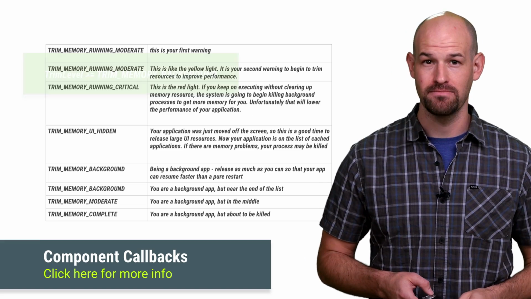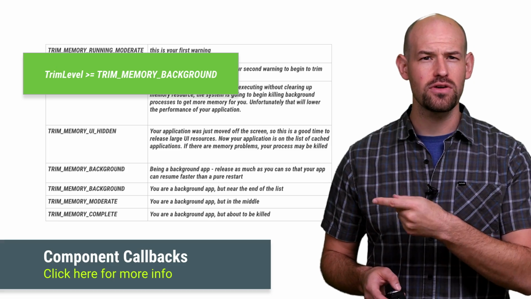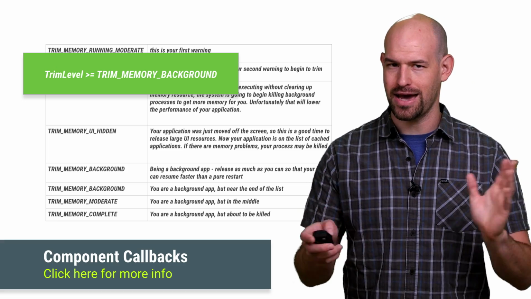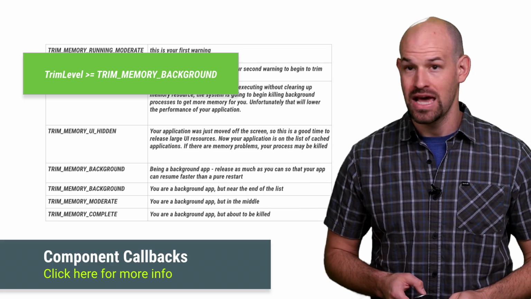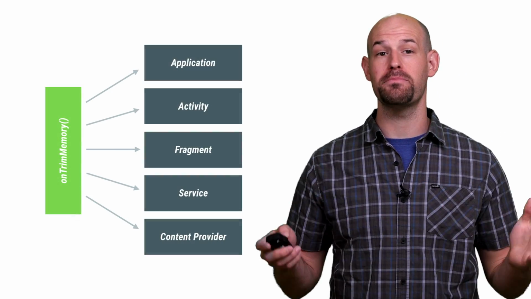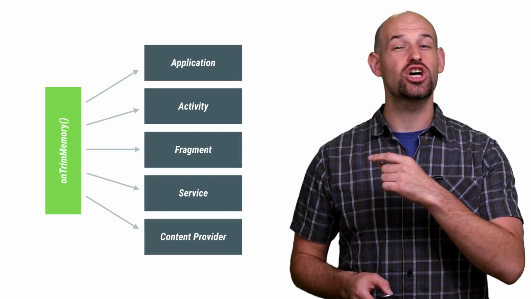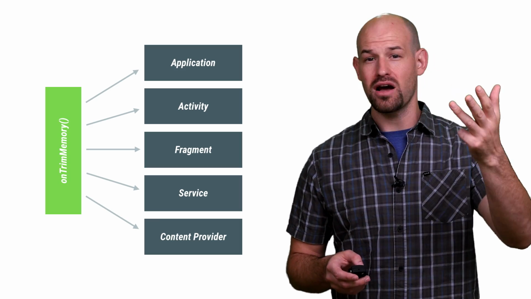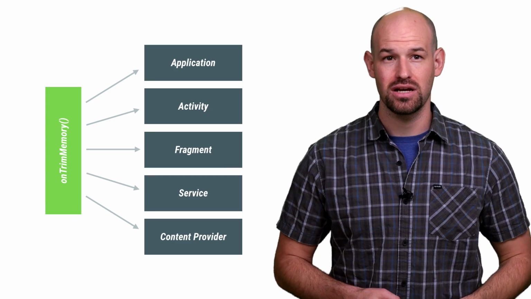Oh, and if you're comparing against these values, you might want to make sure to use a greater-than-or-equal comparison, just in case we add new defined values in the future. And the best part is that in order to help you free up memory from every corner of your app, this callback can be overridden on activity, fragment, service, content provider, and application classes.